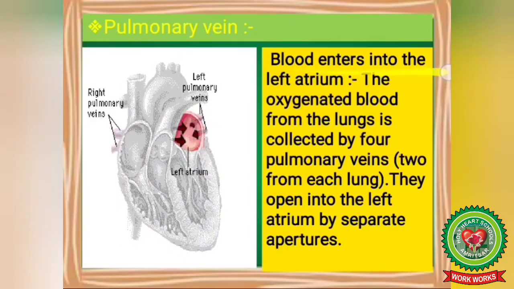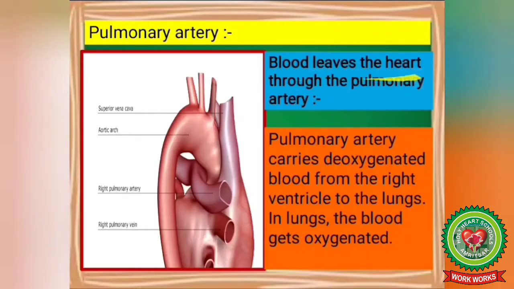Blood enters into the left atrium through the pulmonary vein. The oxygenated blood from the lungs is collected by 4 pulmonary veins, 2 from each lung. They open into the left atrium by separate apertures. Blood leaves the heart through the pulmonary artery. Pulmonary artery carries deoxygenated blood from the right ventricle to the lungs. In lungs, the blood gets oxygenated.